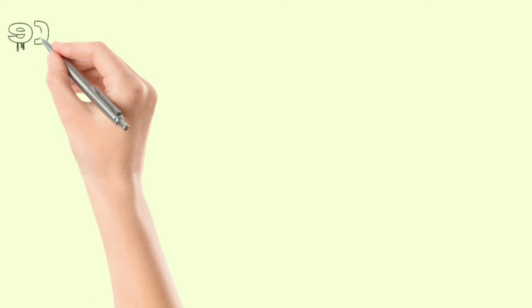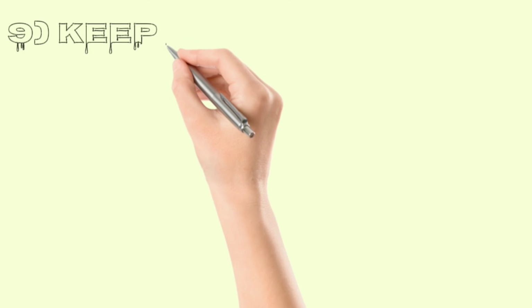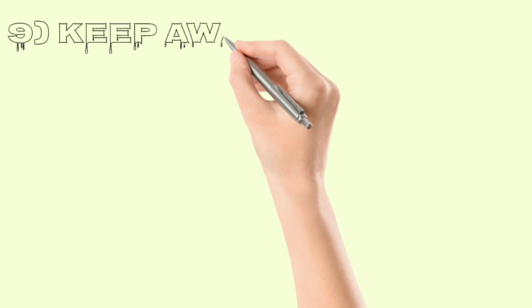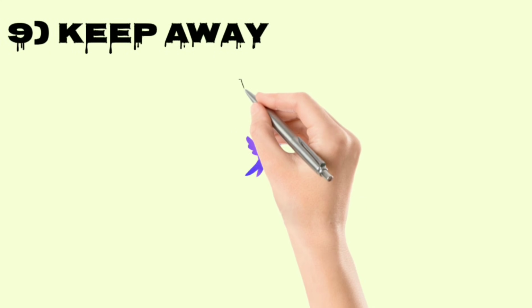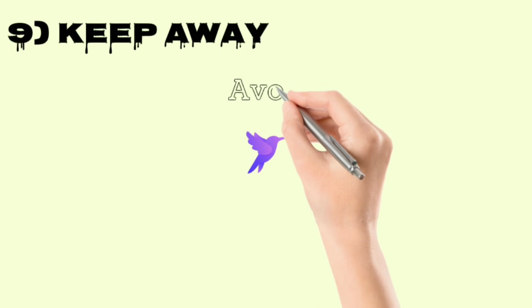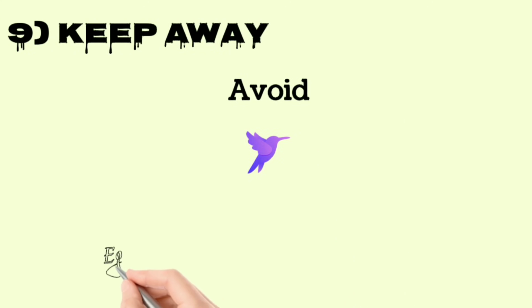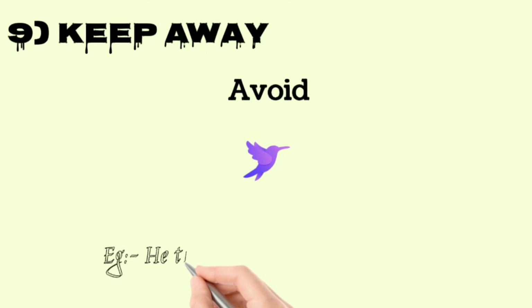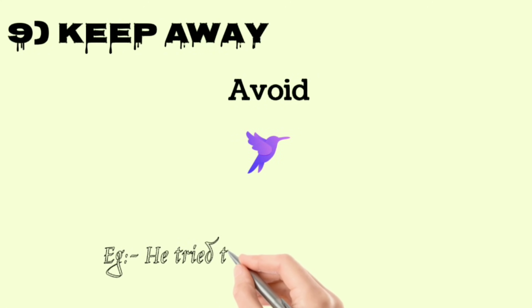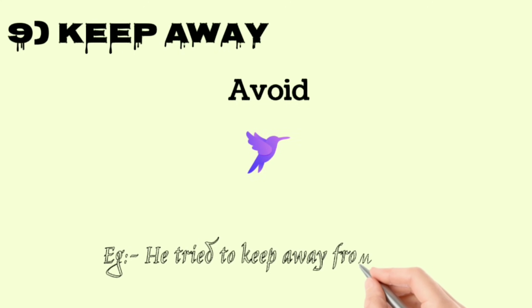The ninth one, keep away. Keep away means avoid. Avoid, orivaka. For example, he tried to keep away from danger. He tried to keep away or he tried to avoid danger. Clear? Are you here?